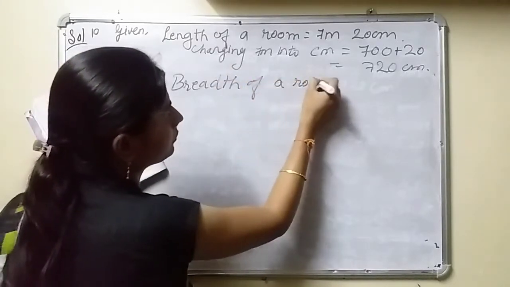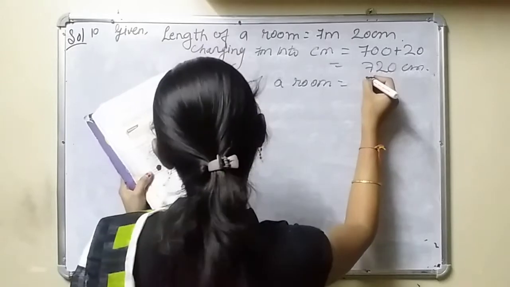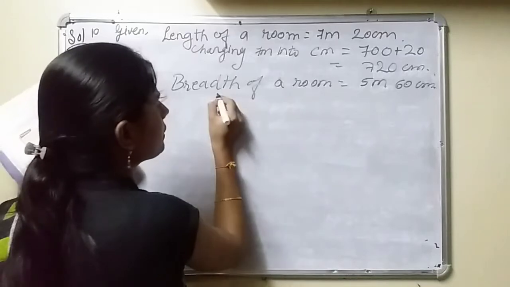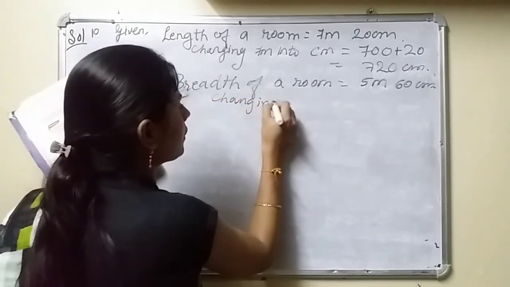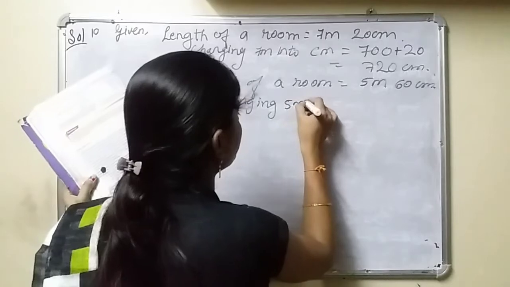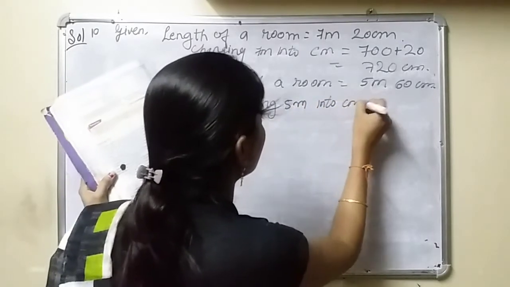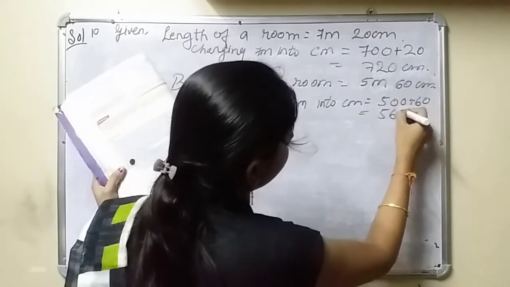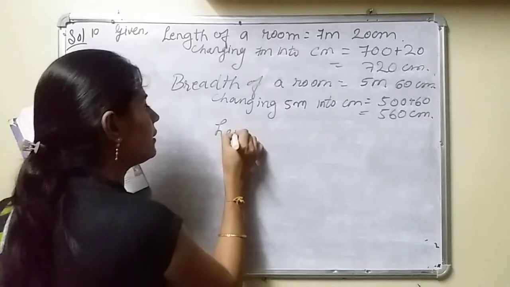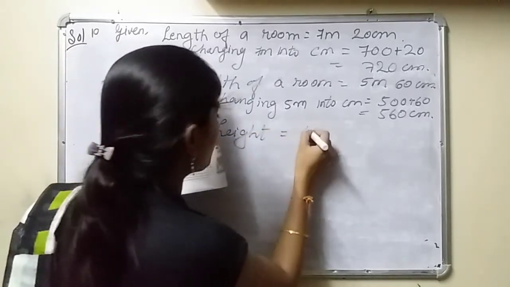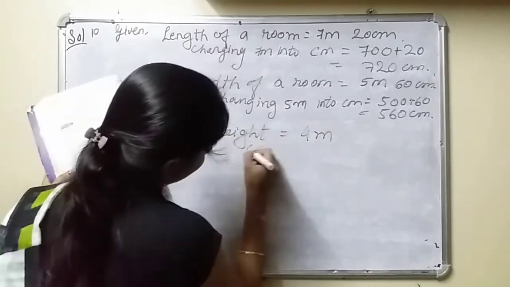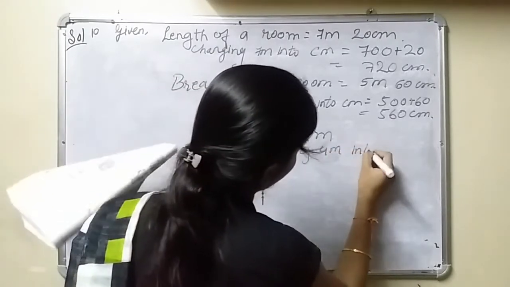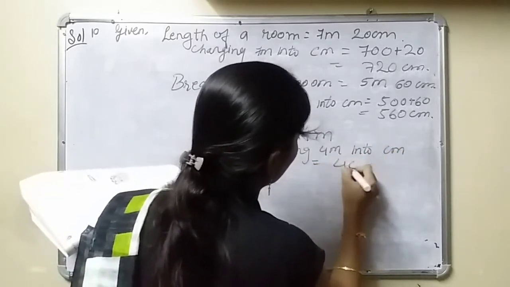Breadth of a room, 5 meters 60 centimeter. Now again changing 5 meter into centimeter is equal to 500 plus 60, that is 560 centimeter. Height also is given here, that is 4 meters. Now changing 4 meter into centimeter is equal to 400 centimeter.